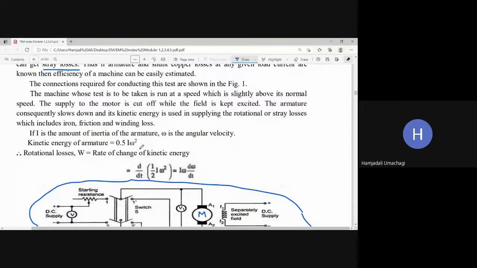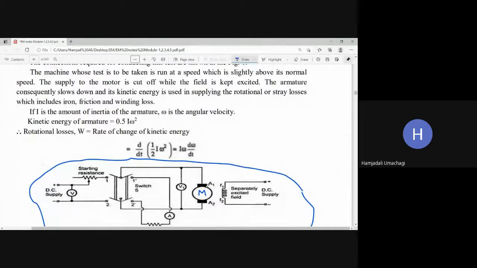Fine. The machine whose test is to be taken is run at a speed which is slightly above its normal speed. So the machine whose stray losses have to be calculated, that motor we are going to run with a speed slightly greater than the rated speed. Suppose the machine is made to rotate at 1500 rpm, then it will be run with a speed more than 1500 rpm, but it should be well within the tolerable limit. Supply to the motor is cut off while the field is kept excited.